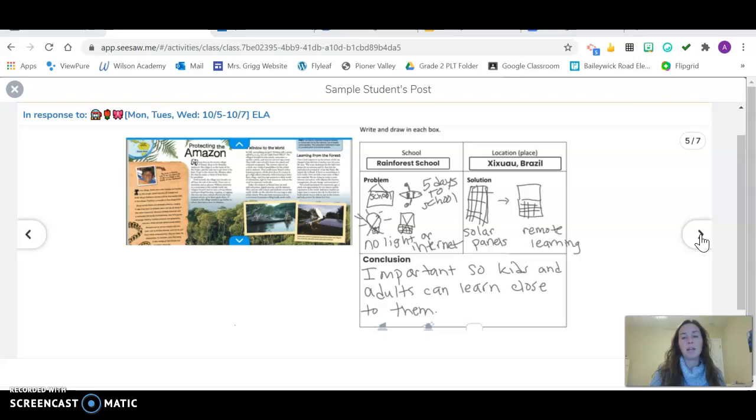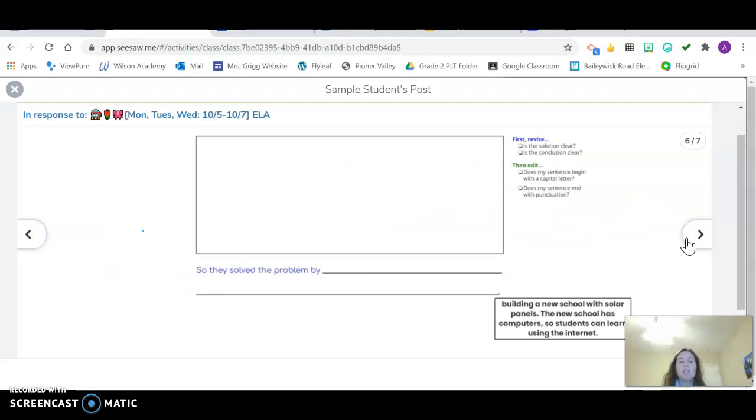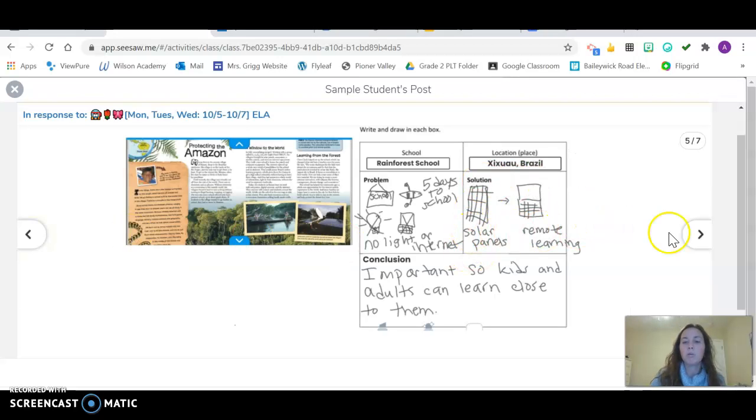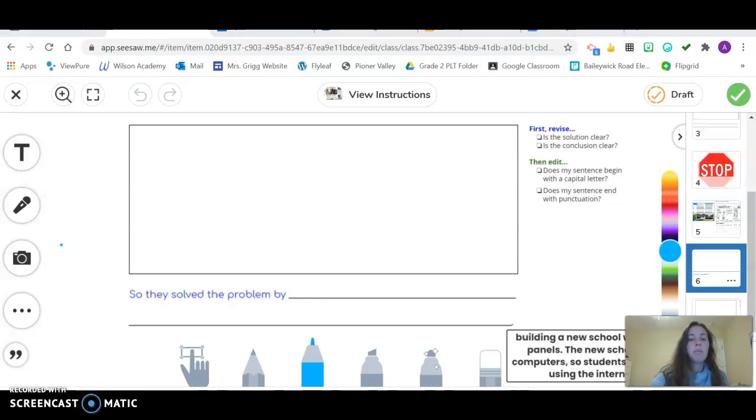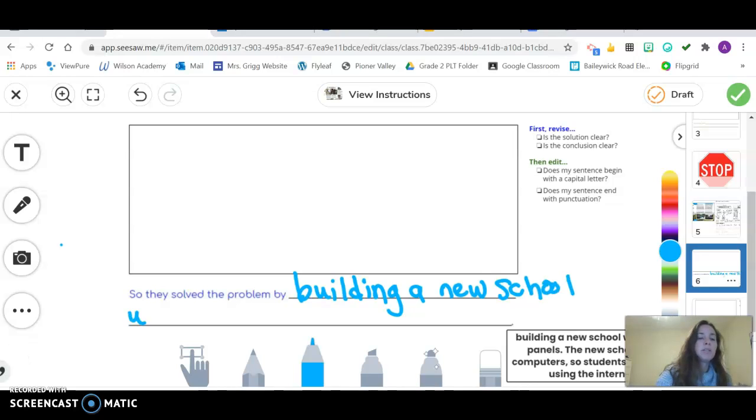If I need to go back to my organizer at any time, I can always use these arrow keys. So right here, I'm going to say, so they solved the problem by. When I look at my notes, I see that they built a new school with solar panels. So I'm going to write that down. So they solved the problem by, and now I'm going to write it. I'm going to write by building a new school with solar panels.